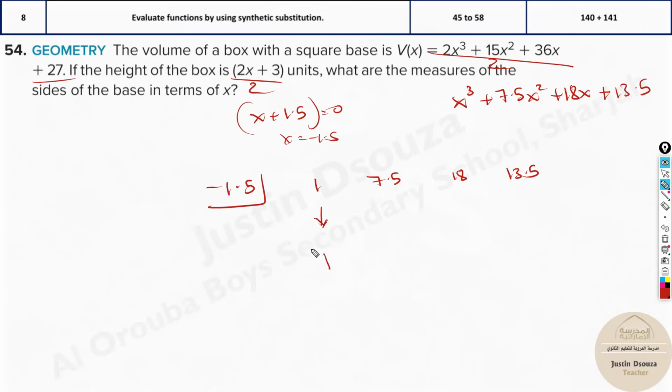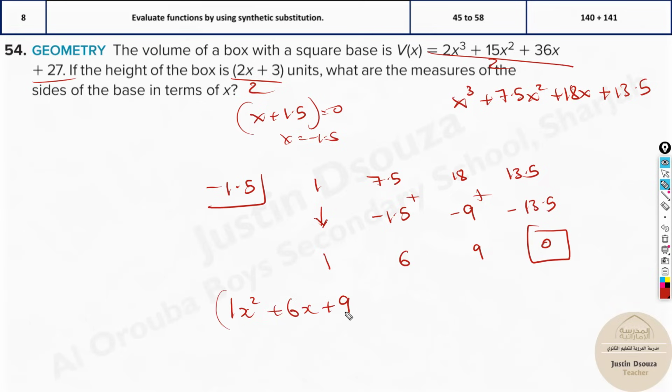Now let's bring it down over here. It becomes 1. Multiplied over here, it will be negative 1.5. Add them up, it will be positive 6. Multiply 6 times negative 1.5, it will be minus 9. Add them up, it will be positive 9. Multiply, it will be negative 13.5. And the answer is 0. So this is the factor. So it is 1 x squared plus 6x plus 9.